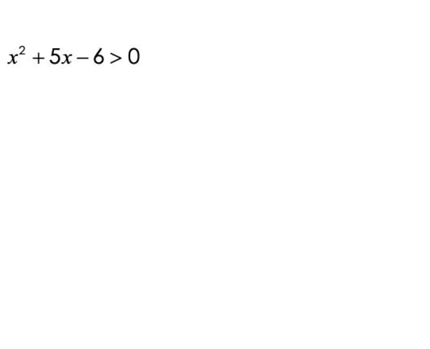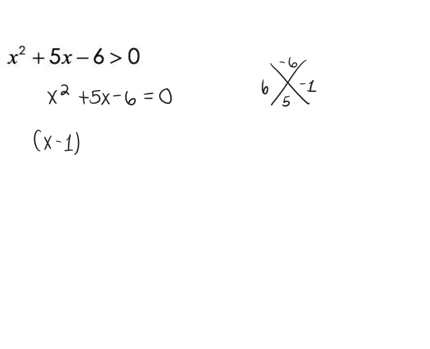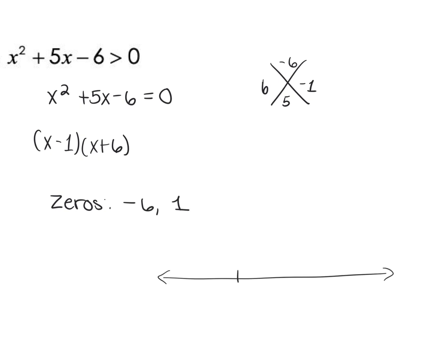So here we have x squared plus 5x minus 6 is greater than 0. So first we set this equal to 0. Now we need two numbers that multiply to negative 6 and add to 5. So that's going to be positive 6 and negative 1. So this will be x minus 1 times x plus 6. So then our zeros are negative 6 and 1.